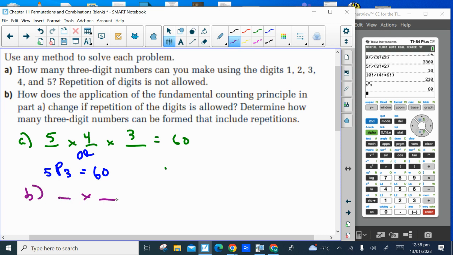So when we mark down our 3 spaces, you'd have 5 choices for each one, which is 125. Okay?